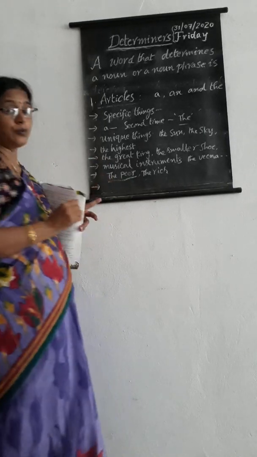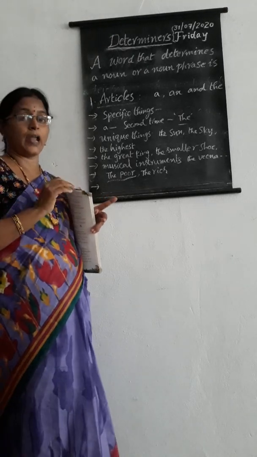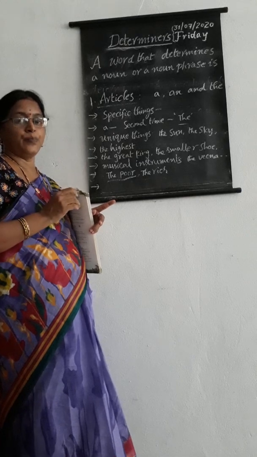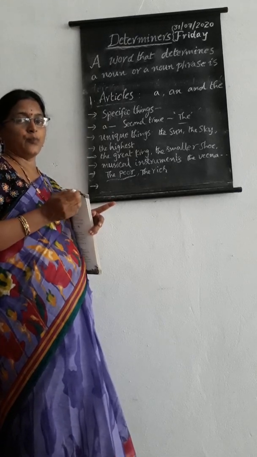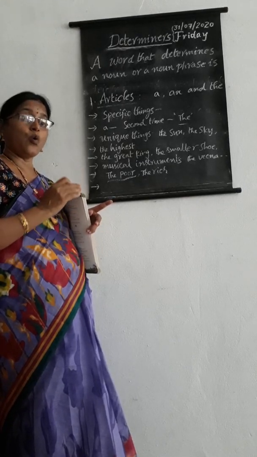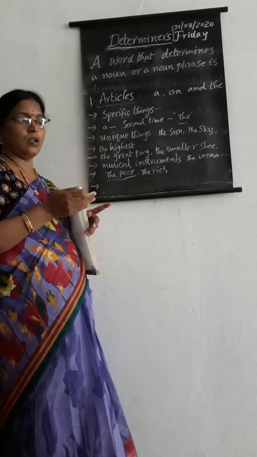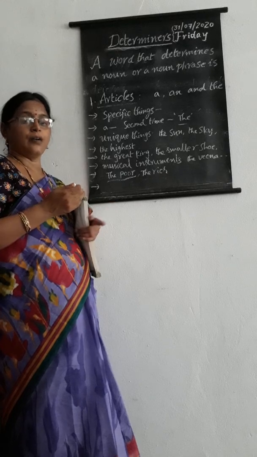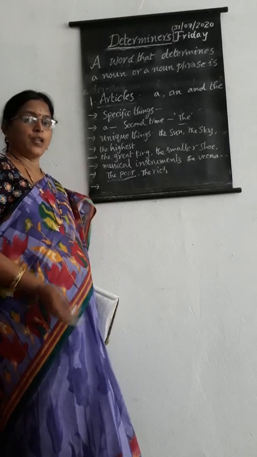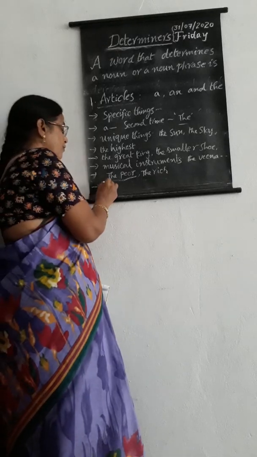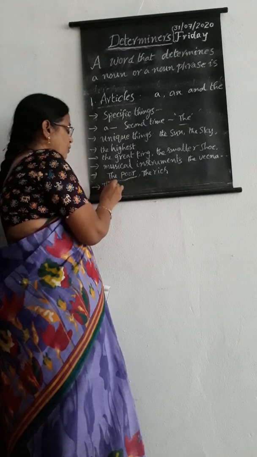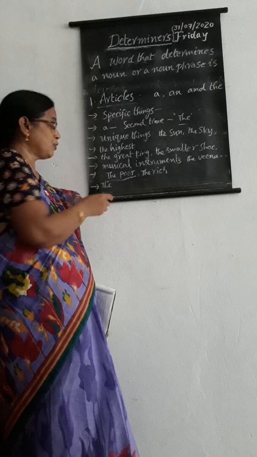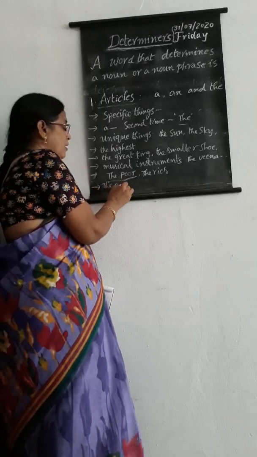Next, when we want to talk about the whole class, for example, the cow is a useful animal. The dog is a faithful animal. The cow indicates the whole class, the whole species. Then we use the definite article the. To indicate a whole class or whole species, we have to use the definite article the.